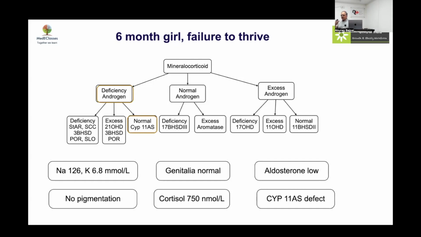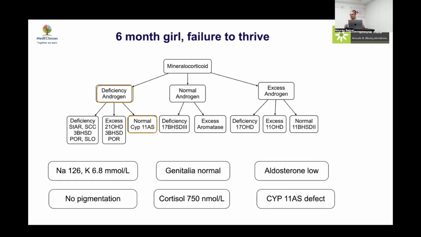Now, how do you manage CYP11A? You can give spironolactone to prevent the failure. So you will give spironolactone. You will give fludrocortisone. It's the easiest to treat. You just have to replace them, and you need to give just physiological fludrocortisone.